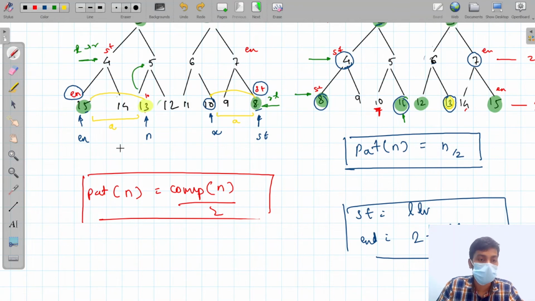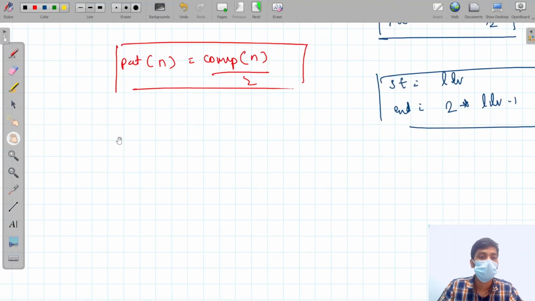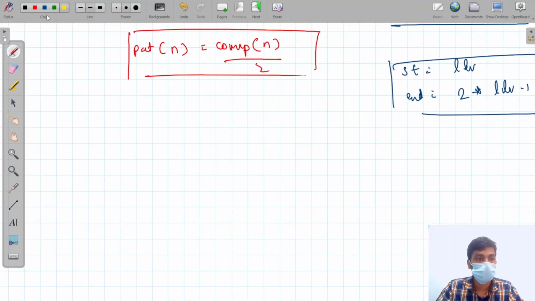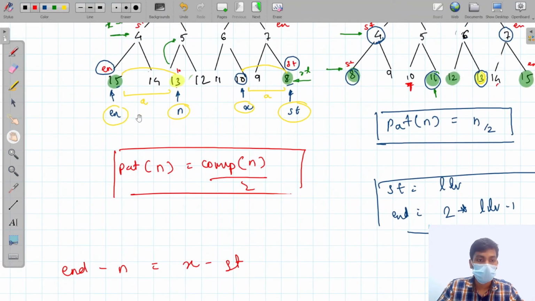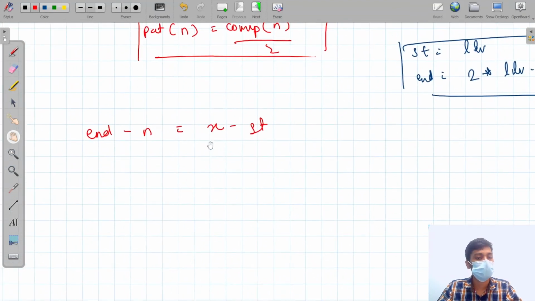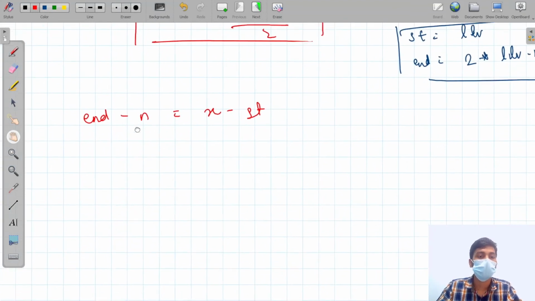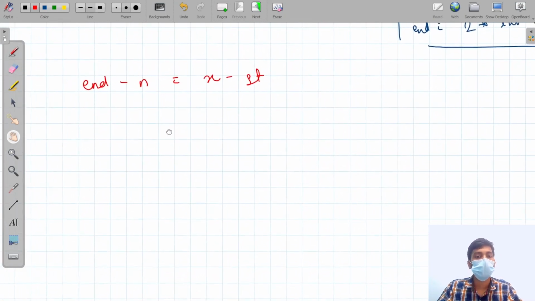Now if we use these 4 pointers and the relation between them, how are we able to get the answer? Can we say that end minus n is nothing but x minus starting point? That is, the distance between these two is going to be equal, right? What I am saying is, we know that the distance is the same, therefore if we do this, we are going to get equal answers.